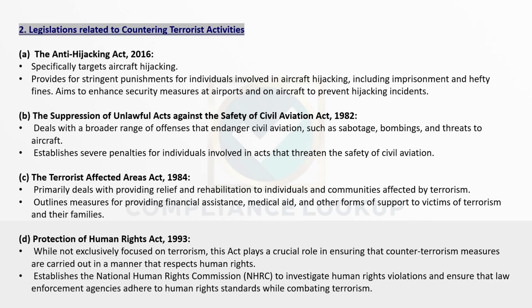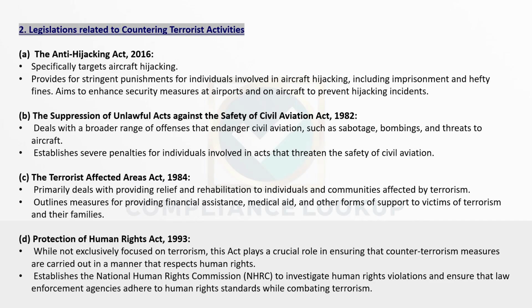due to terrorist activities. Example: during the Punjab insurgency in the 1980s, many families were displaced or lost loved ones due to terrorism. This act allowed for those victims to receive financial compensation and medical aid to help them rebuild their lives after such traumatic events.